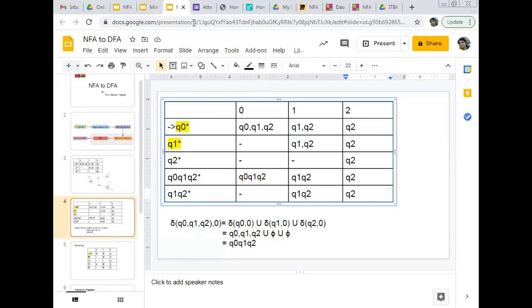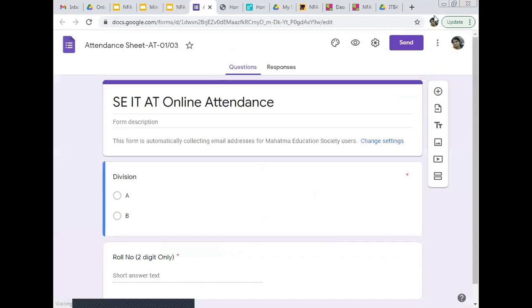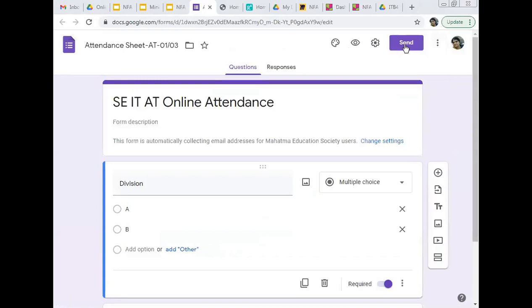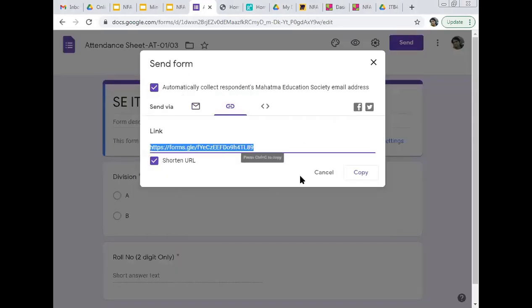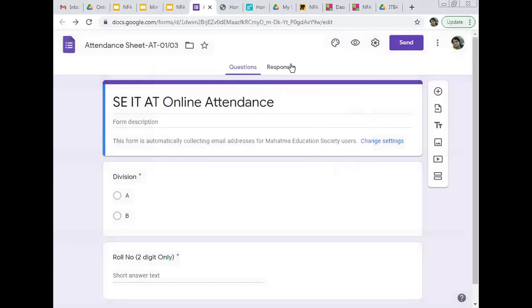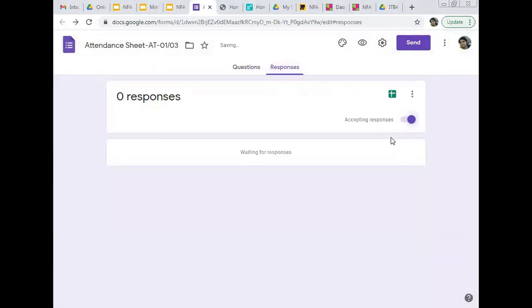Okay, I'll give you the attendance. I don't want the students who appear late to give the attendance. Okay, I'll take another attendance at the end, because I have 2 lectures today. Second lecture ka attendance baad mein hoga. Not accepting, I'll just give.